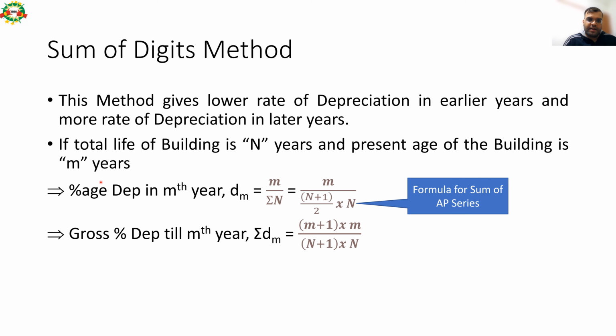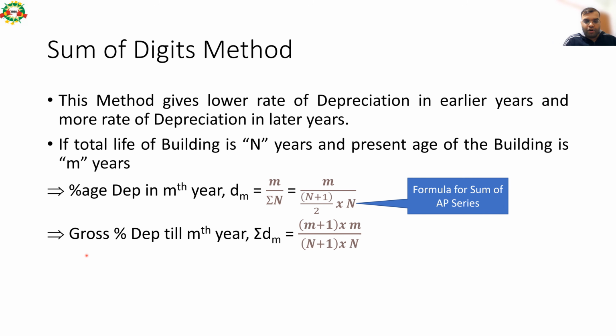So N is say 60 and M is say 10 years. So percentage depreciation in Mth year, say we are talking about 10th year. So the depreciation in 10th year is equal to M divided by the sum total of N, right? So AP sum series of N. If we remember the formula for sum of AP series, N is equal to N plus 1 divided by 2 multiplied by N. So this is the simple arithmetic progression sum series which we had read, I think, in class 7 or 8. This is the same formula. So this gives us the percentage depreciation in a particular year, right?